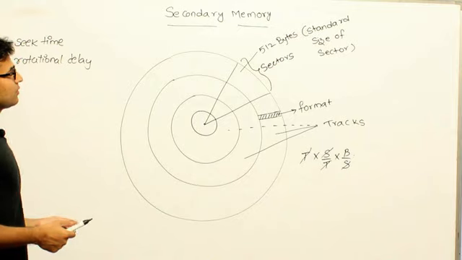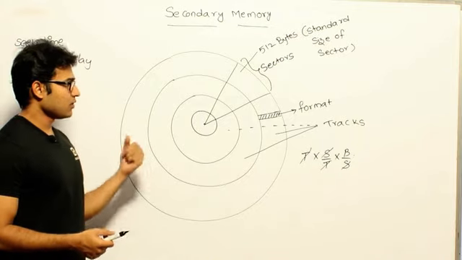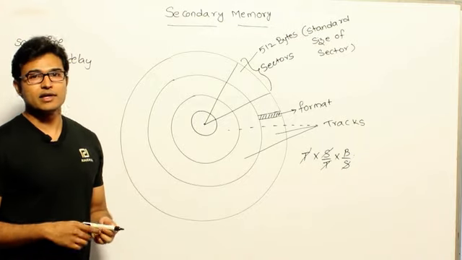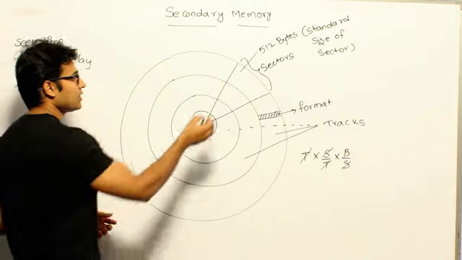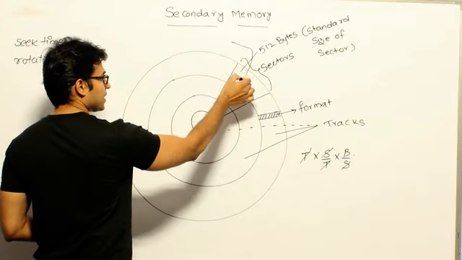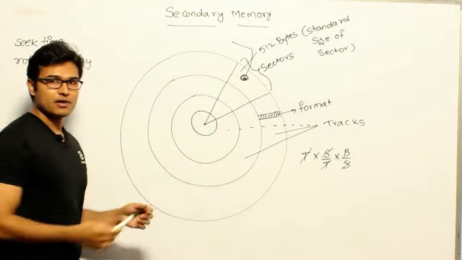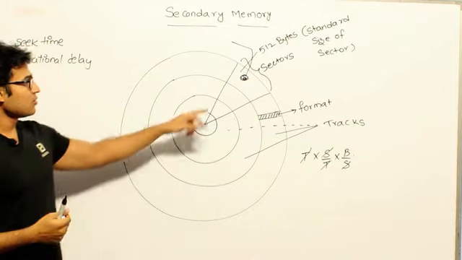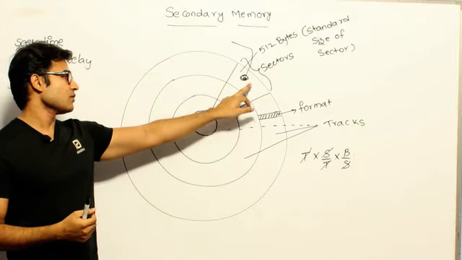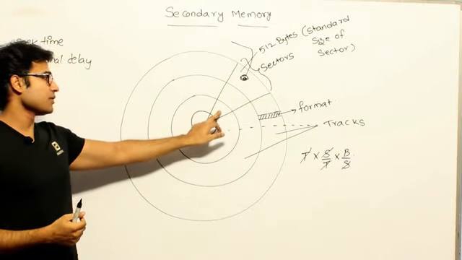And then, in order to read or write data, we are going to have something called a read-write head. A read-write head will generally be present at some point, and in order to read or write some data, you have to move it from one track to another track.